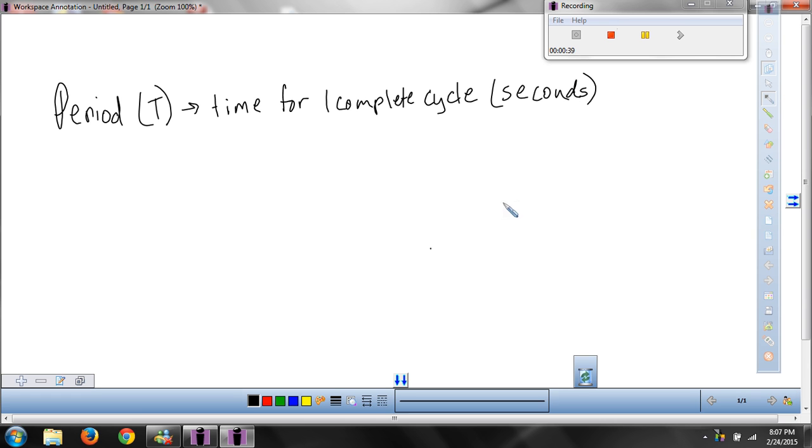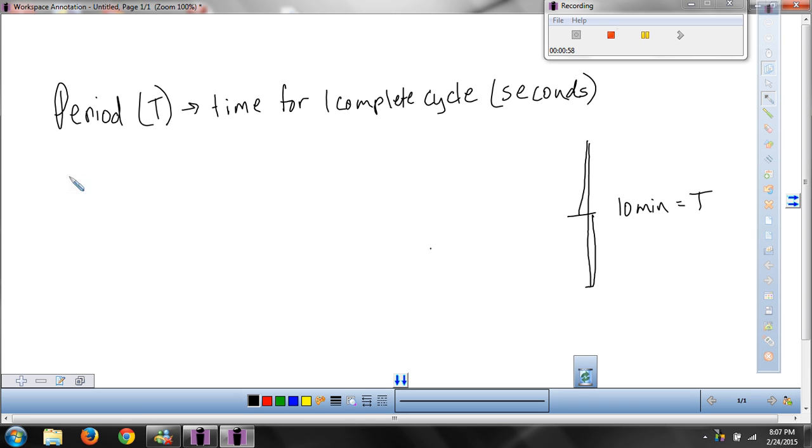A good example of a period would be I start here, I walk, I go past my starting point, and then I return to my starting point. That complete trip, if I call that a cycle, could take me 10 minutes. And that would be my period.